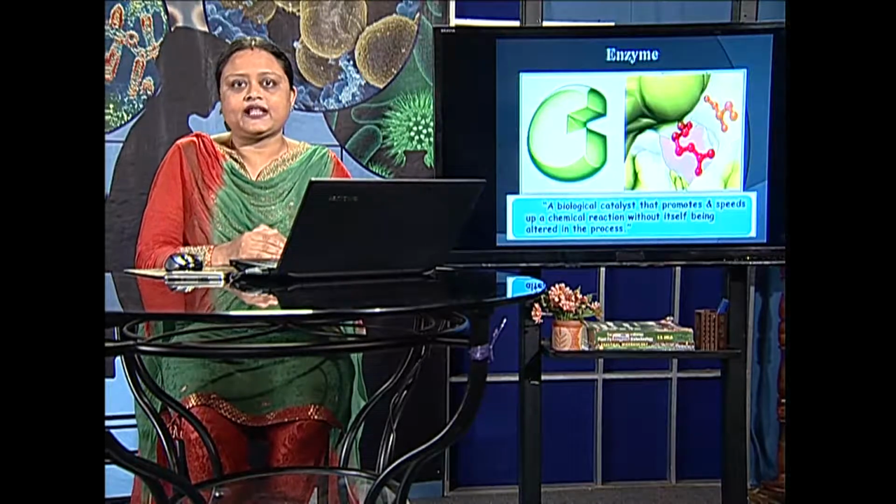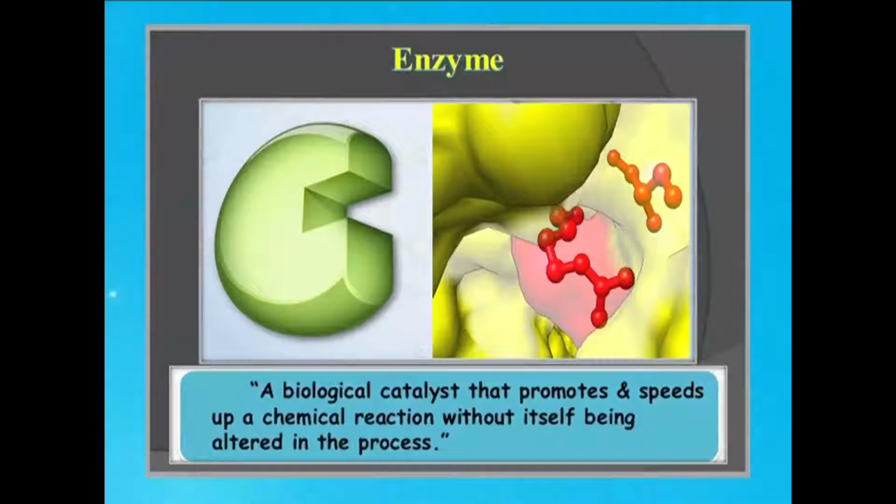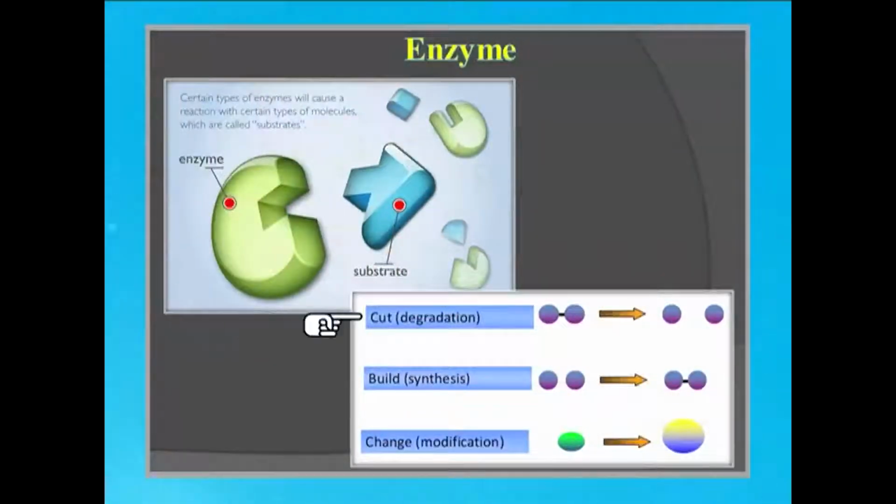What are enzymes? These are biological catalysts which speed up a chemical reaction within a cell and itself does not get changed. These are meant for proper functioning of the biochemical activities within a cell. There are several operations. They can cut, that is they may degrade, like this, where a compound is broken down into two separate ones. They may build or be used in synthesis, that is two simple compounds may be joined, or they may also be involved in modification. You can see here a smaller compound being modified to a larger one.